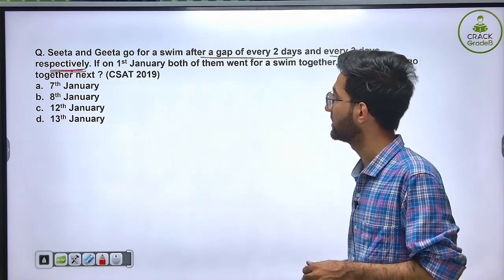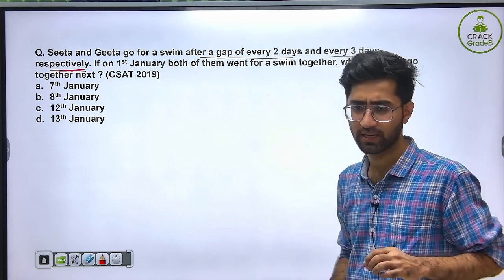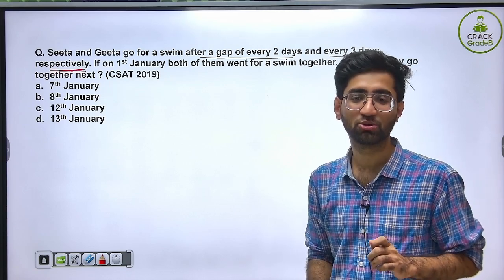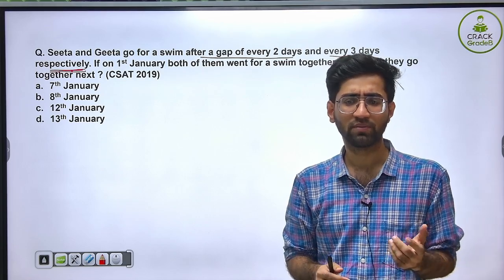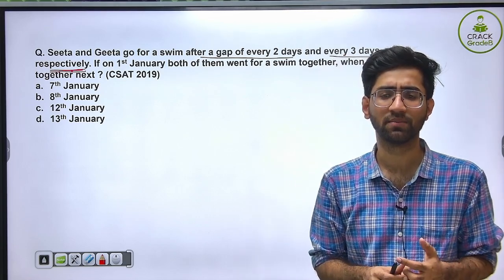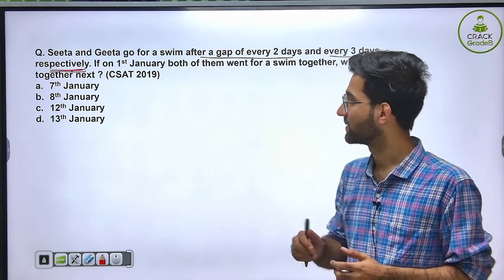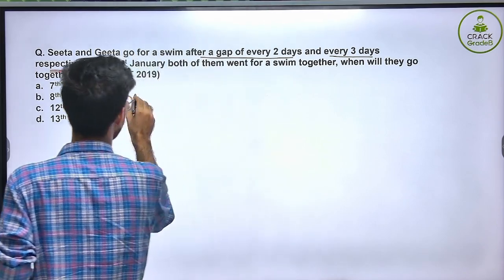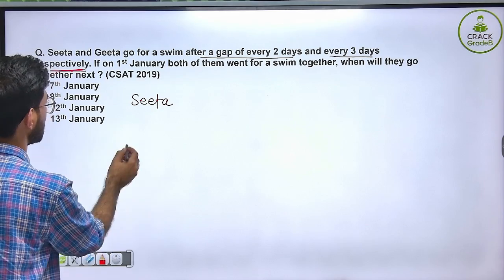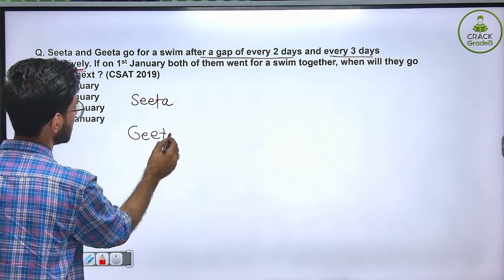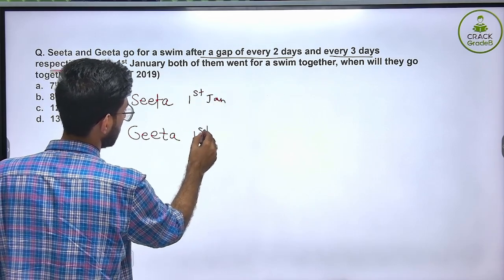If on 1st January both of them went for a swim together, when will they go together, right? This question has been asked in CSAT 2019. Even if someone doesn't know the concept of number system, the concept of HCF and LCM, that candidate should be able to solve this question. It has been given that both of them go for a swim together on 1st January, right? This is Sita and this is our Gita. So on 1st January they went together.